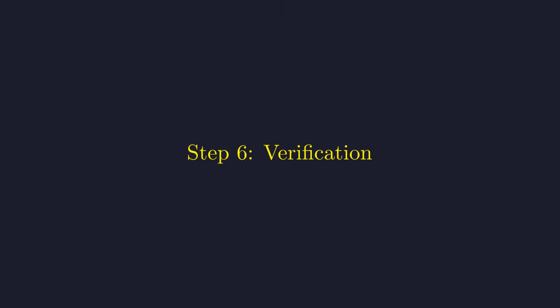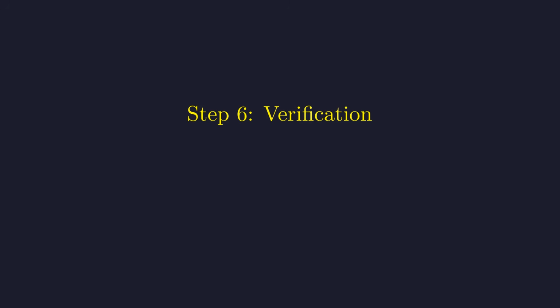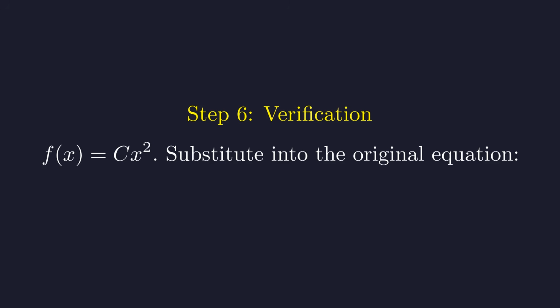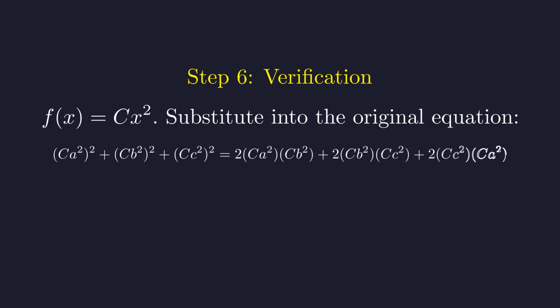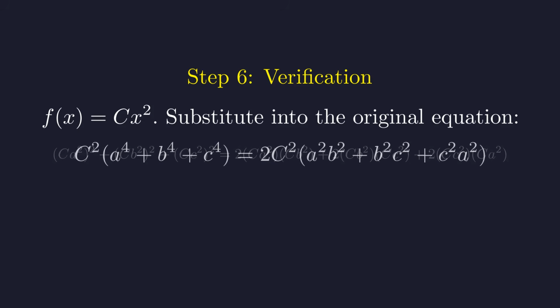Now, let's verify this general solution. We need to check if f of x equals c x squared satisfies the original equation for any integer c. Substituting this form into the equation gives us this expression. We can factor out c squared from every term on both sides. Doing so leaves us with c squared times the sum of fourth powers on the left, and 2c squared times the sum of the products of squares on the right. Assuming c is not 0, we can cancel the c squared term from both sides.